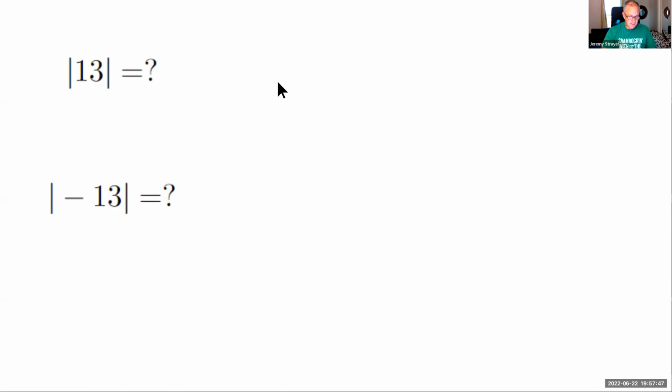So first of all, let's take a look at absolute value. What's it mean? I think a really nice way to look at absolute value is to consider a number line. We've got a number line and 0 and 13. So thinking about absolute value as how far away the thing that you're taking the absolute value of is from 0. So 13 is 13 away from 0. So the absolute value of 13 is 13.